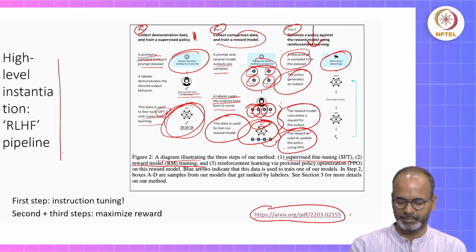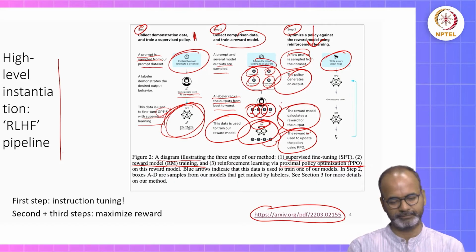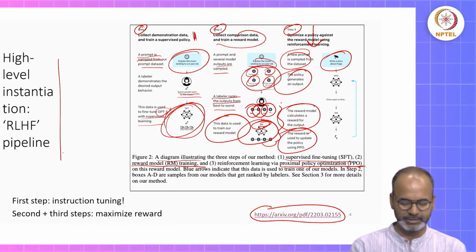Right? PPO is proximal policy optimization. It's a function that is used to optimize. So that's how the RLHF broad structure is.